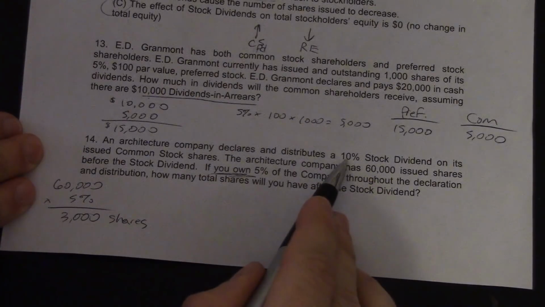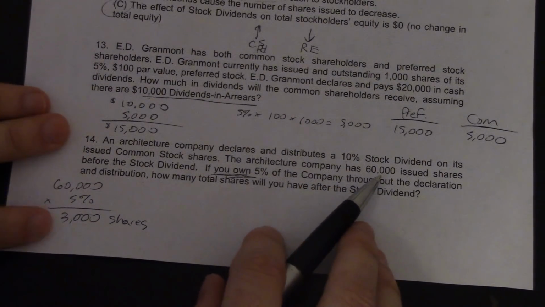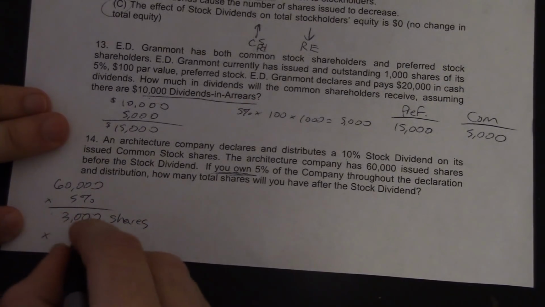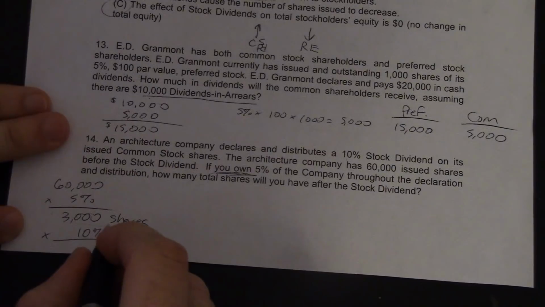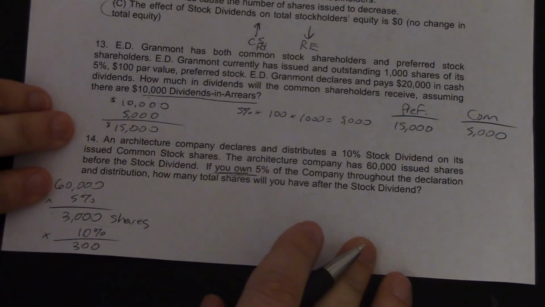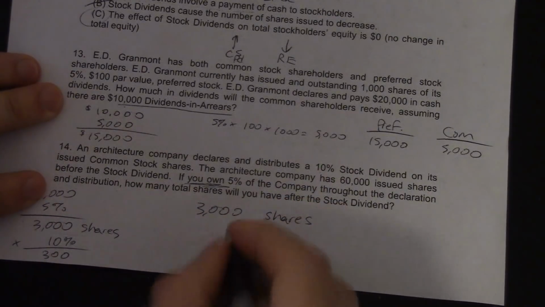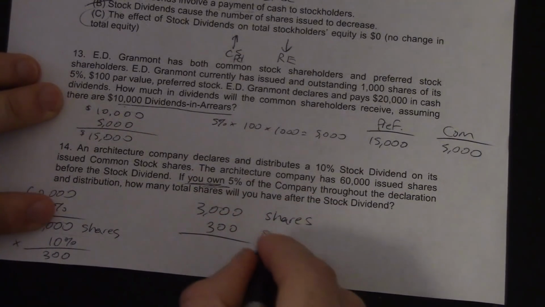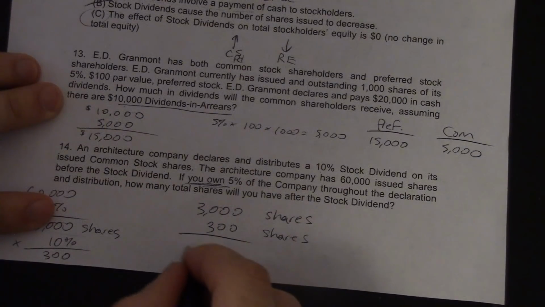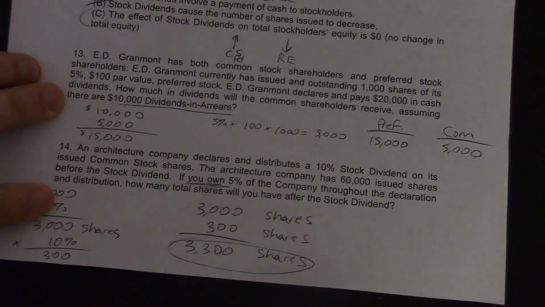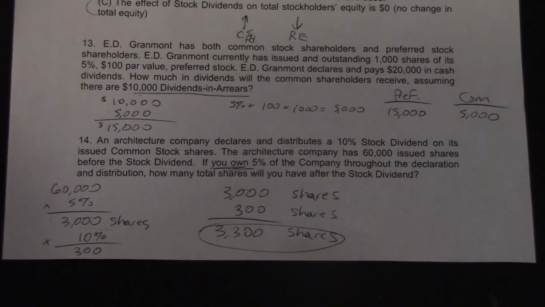Now they're declaring a 10% stock dividend, which means that we're going to take the amount of shares that we own times 10%. That gives us 300 shares. So we owned 3,000 shares originally, and then we got an additional 300 shares. After the stock dividend, we're left with 3,300 shares in the company. And I believe that is chapter 10.